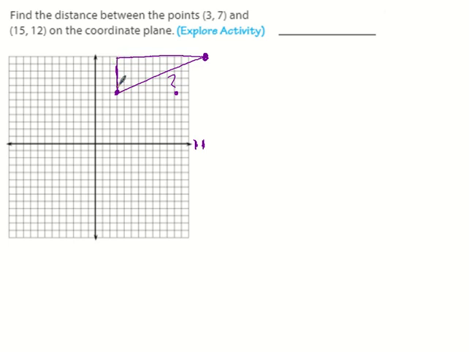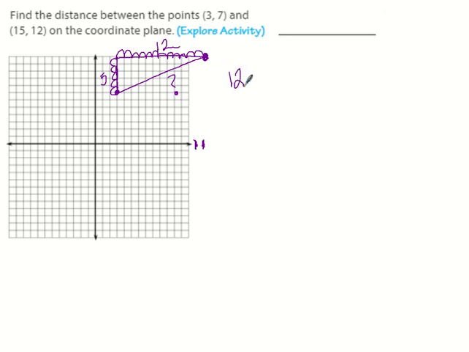So this is 1, 2, 3, 4, 5. And then we would count across here. 1, 2, 3, 4, 5, 6, 7, 8, 9, 10, 11, 12. Okay, so remember we had to add these 2 little ones here. So we got 12 here.